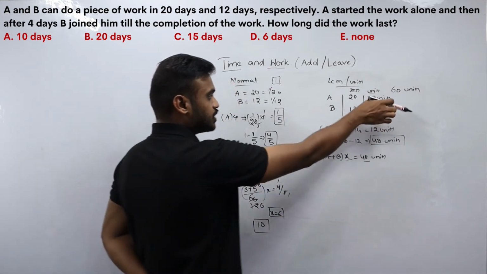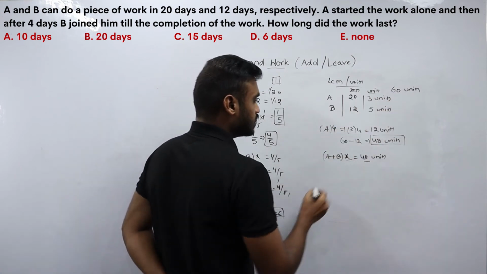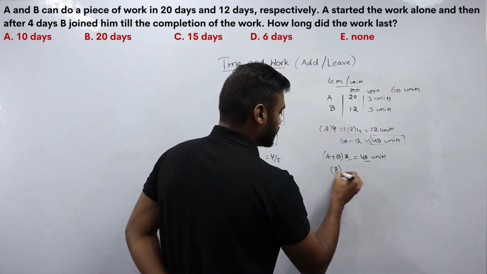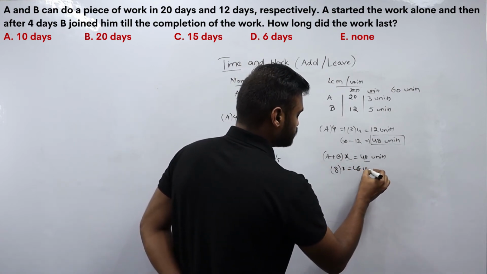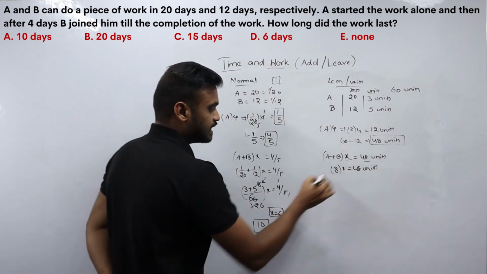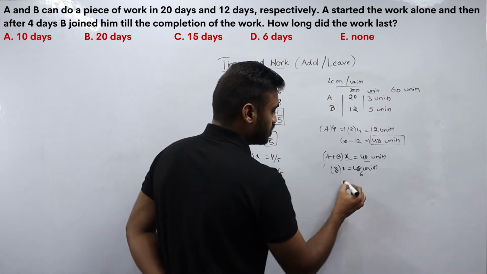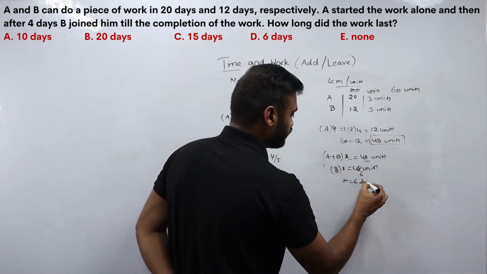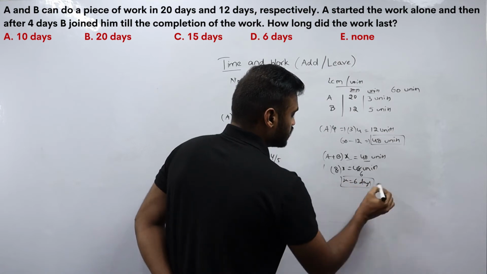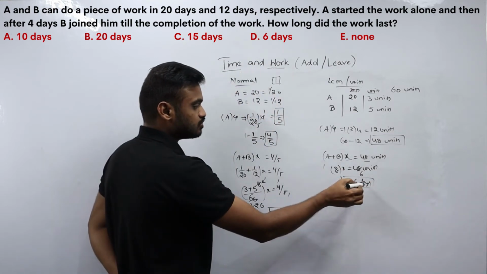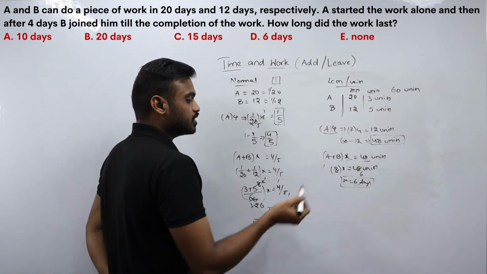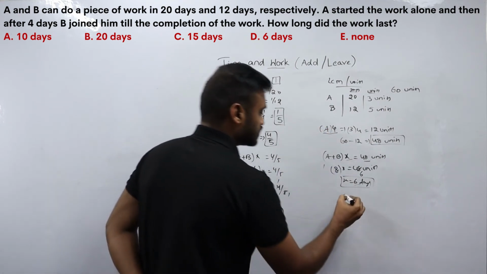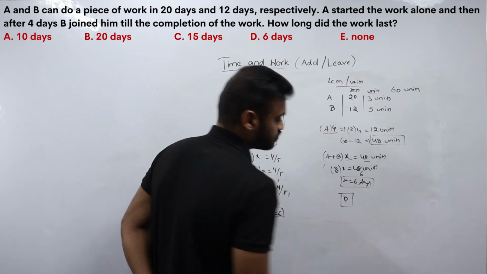Now A is completing 3 units per day and B is completing 5 units per day. So I get 8 units per day, completing in x days equal to 48 units. If I cancel the 8s, x equals 6 days. So A and B combiningly take 6 days to complete the remaining part, and in the starting A worked for 4 days. So in total 6 plus 4, that is 10 days to complete the work.